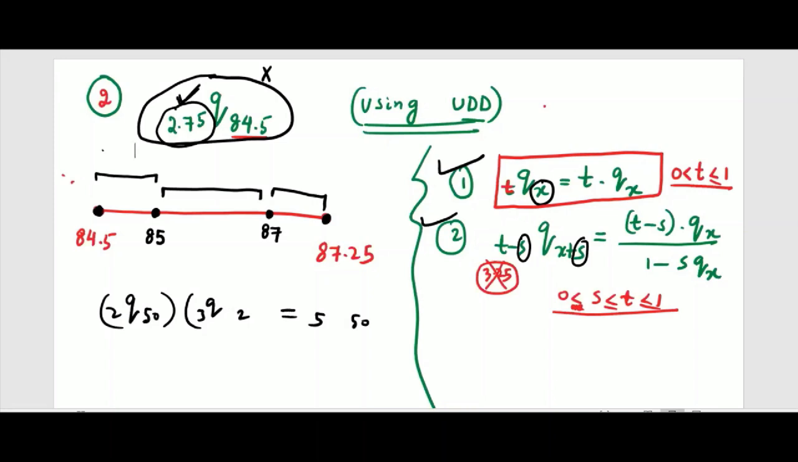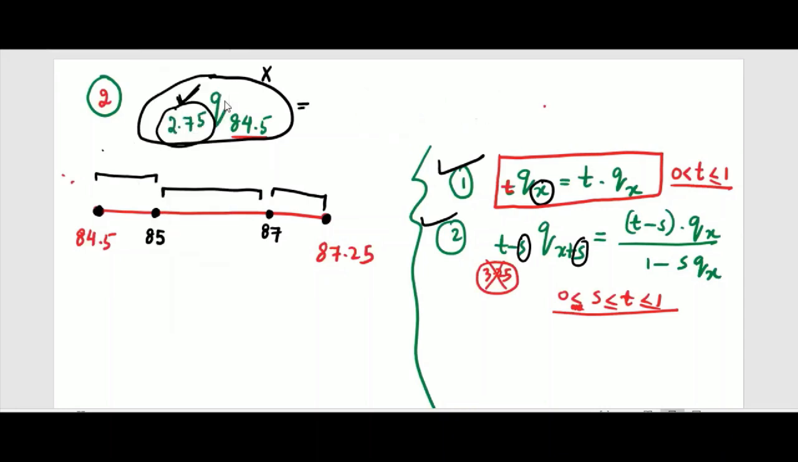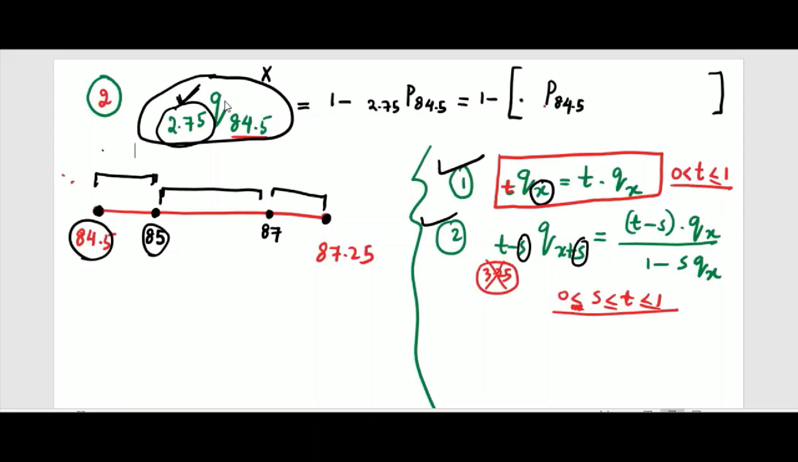Okay. So let's do everything. Let's start from here. First step is you write 1 minus P. You have to transfer to P. Now this P from 84.5 to 87.25, we have divided into 3 parts. Separately I will write 84.5 to 85. 85 means 0.5. Then 85 to 87. This we will see from the actual table. And 87 to 87.25. You have to write this one.